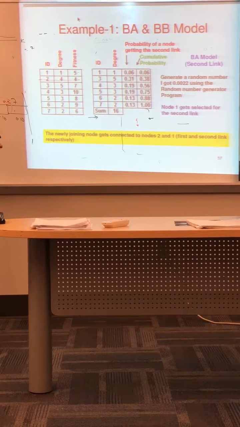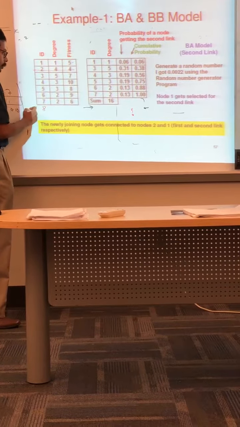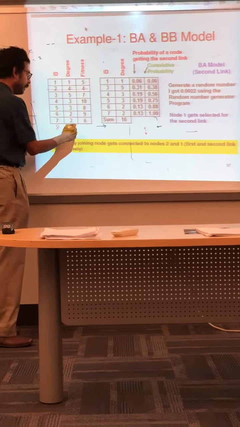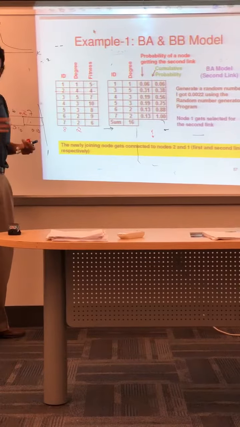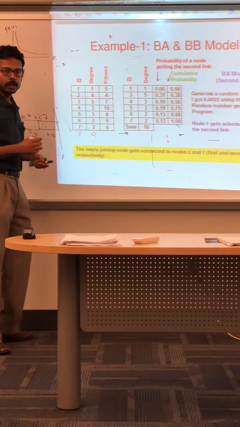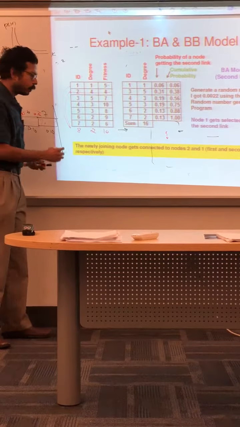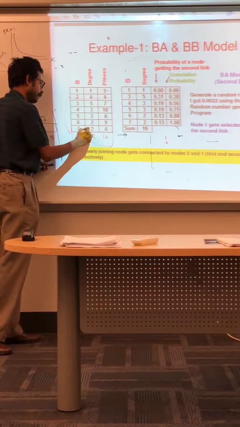After that, node 8 will join the network. So node 8 has joined the network now with its degree being 2, because it has got the edge to nodes 1 and 2. And it will have some fitness. So this is now the updated status.